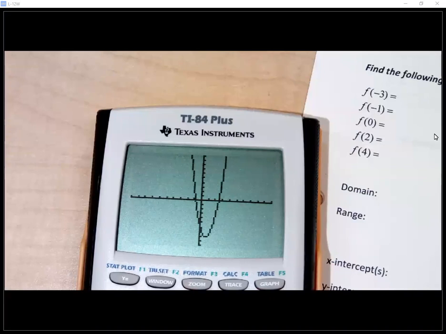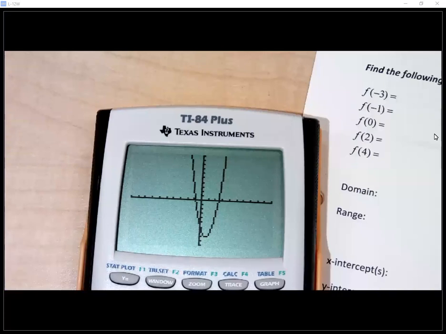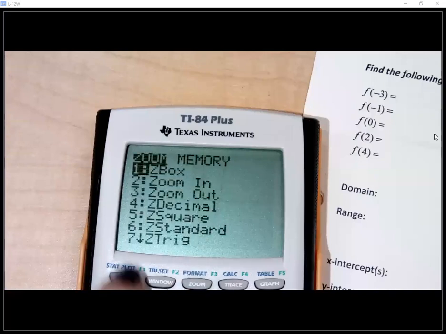So what do you do? What if it's off in some random place and I don't know where it is and I want to get it back? You can always reset it back to this -10 to +10 by doing the following. See the button in the middle that says zoom? Middle button on the top? If you hit zoom, and then choose number 6, zoom standard, that always resets it back to -10 to +10. Okay?